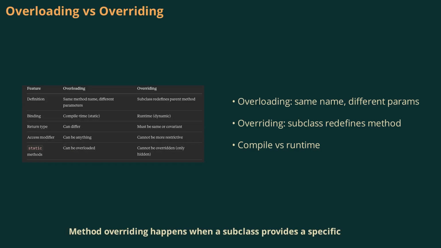Method overriding happens when a subclass provides a specific implementation for a method already defined in its superclass. Overloading is resolved at compile time, while overriding is determined at runtime. This distinction is fundamental in Java's approach to polymorphism.